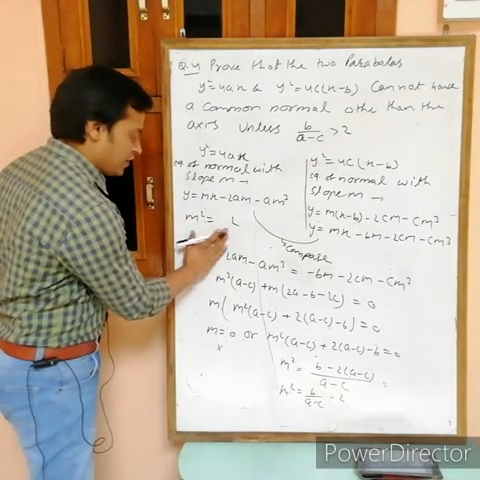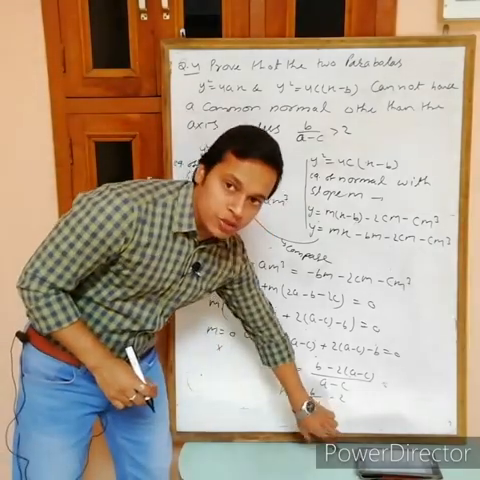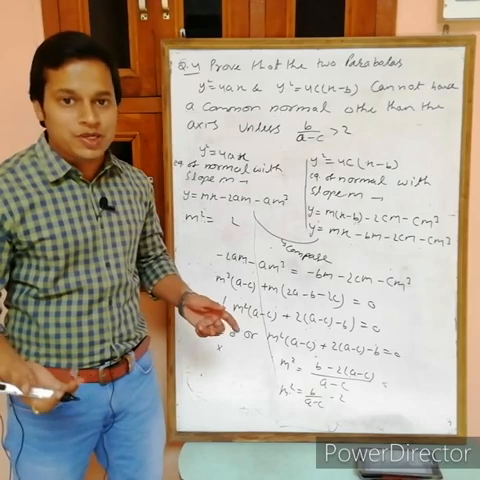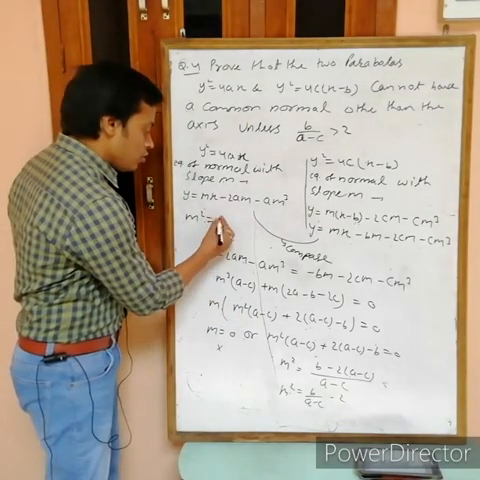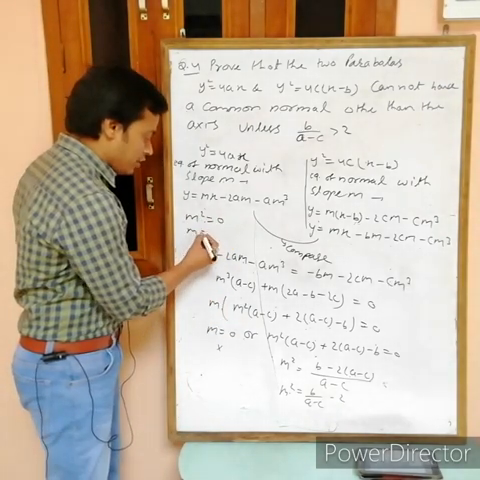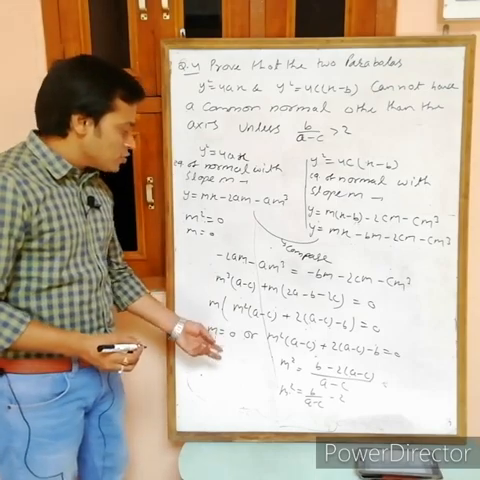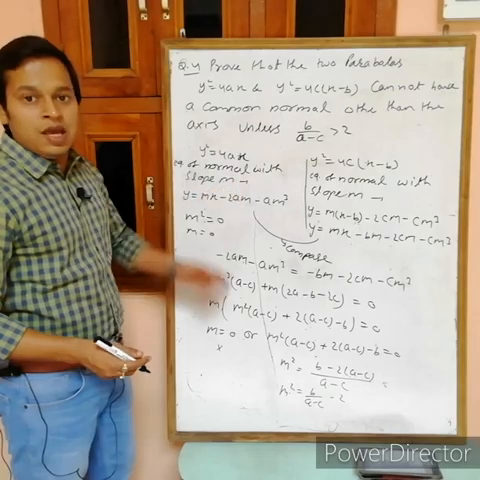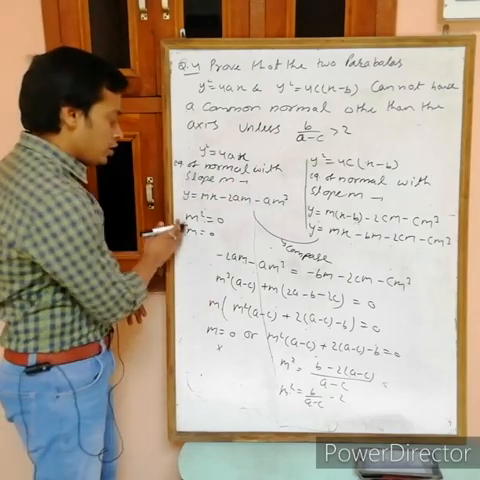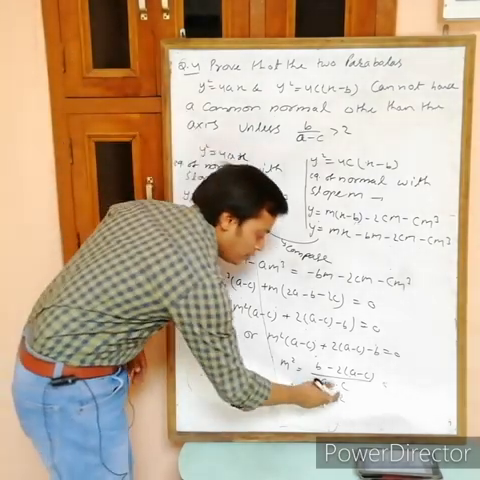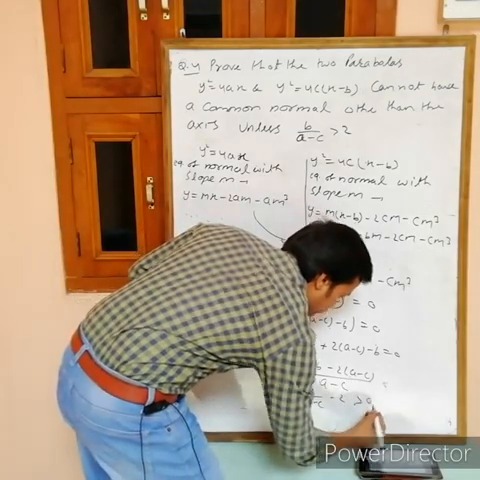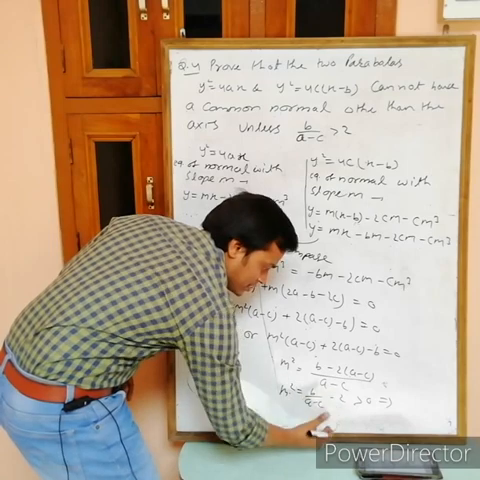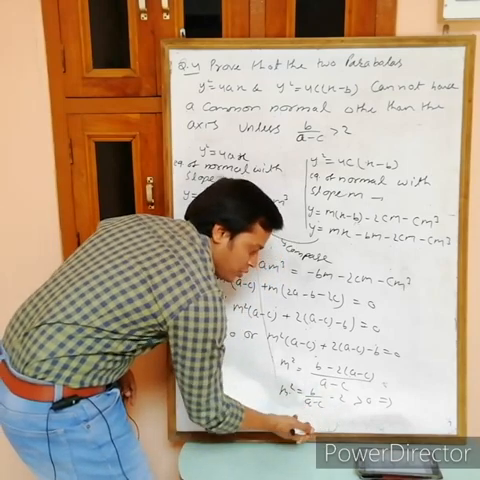So if this value is greater than 0, then I will get the value of m. It means a slope for a common normal, otherwise I will not get it. If this one is 0, then also I can't take it, because then m equals 0. But m equals 0 we don't want now, we want a common normal other than the axis. m equals 0 is for the x axis, we can't take this one. So this quantity must be greater than 0. This is the condition: the value of m square must be greater than 0.